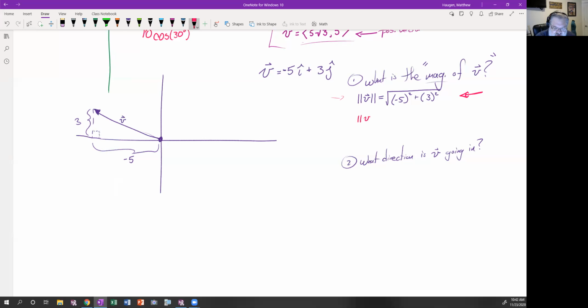So what is the magnitude of this vector v? Square root of 25 plus 9. So the square root of 34. That is the magnitude of that vector.